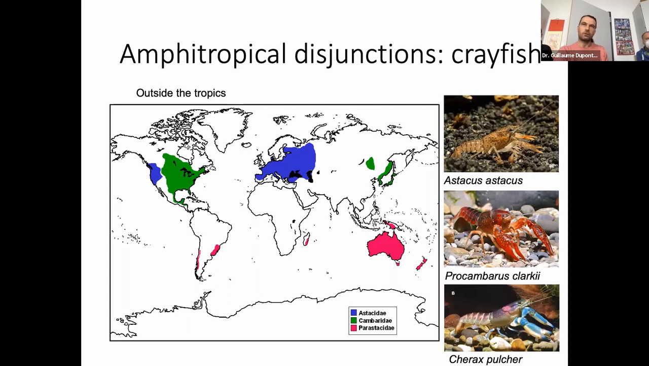We can have disjunctions which are outside the tropics. For instance, these crayfish. They occur on every continent, essentially, outside the tropics. But for instance, here we see that this species or this group has a disjunct distribution in North America and East Asia.